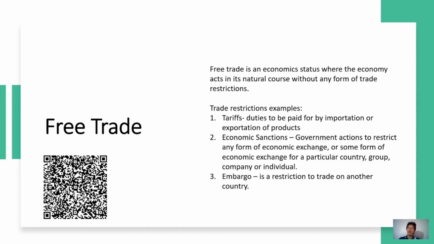Number one, we have tariff. Now, what is a tariff? Tariffs are duties or amounts to be paid by importation or exportation of products. Number two, economic sanctions are government actions to restrict some form of economic exchange for a particular country, group, company, or individual. And number three is embargo. Embargo is a restriction to trade on another country.